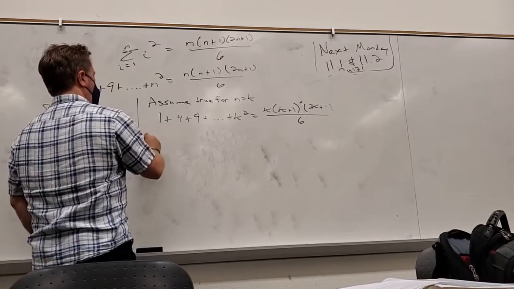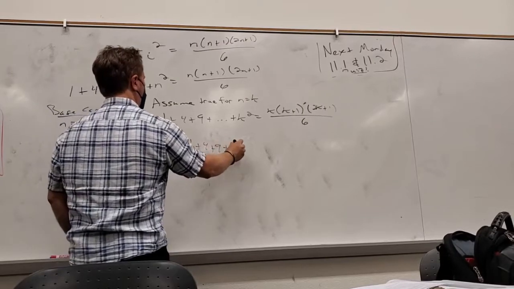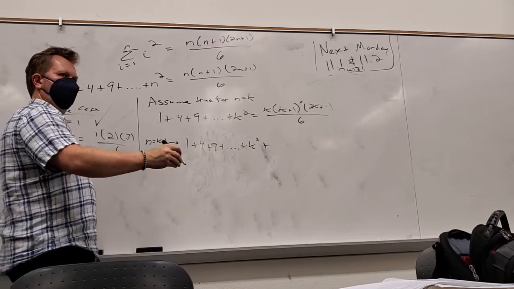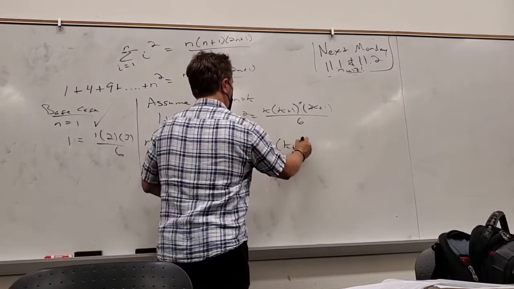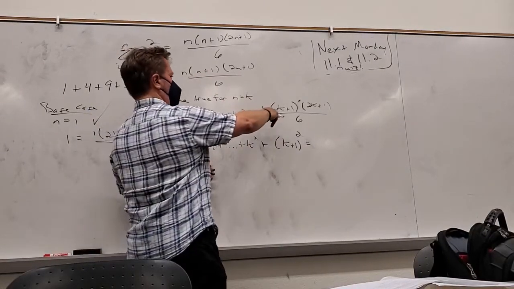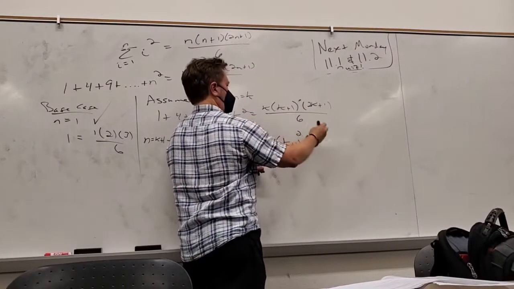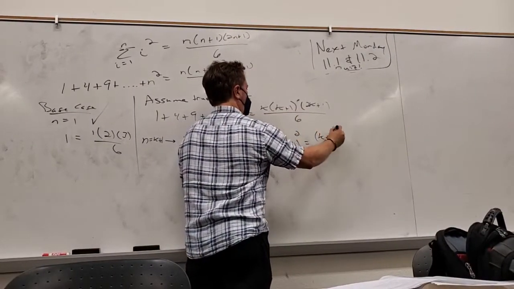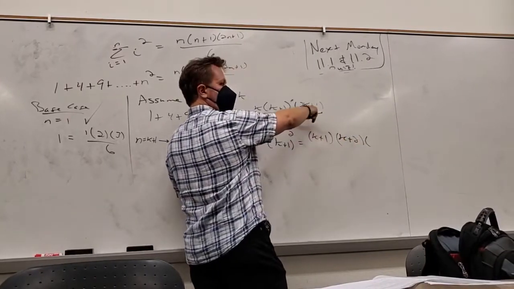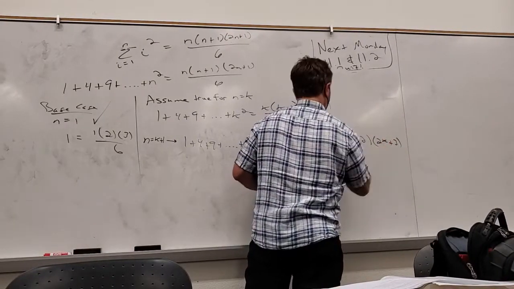So what would n equal k plus 1 look like? 1 plus 4 plus 9 plus k squared plus k plus 1 squared. And that's supposed to equal what? You're in the k plus 1 term, what happens here? k plus 1 times k plus 2, times 2k plus 2 plus 1, 2k plus 3. Is that cool? All over 6.